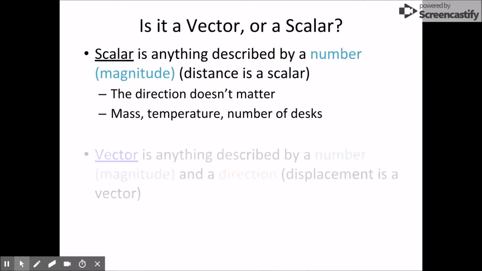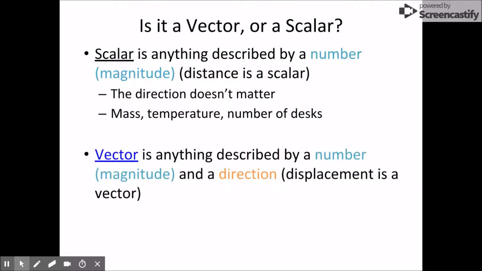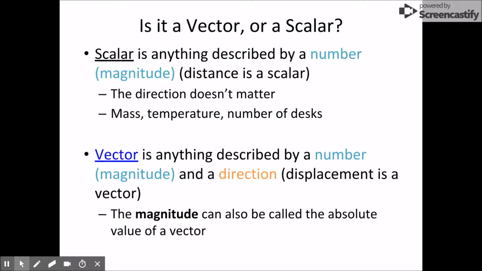up. A vector is anything that's described by a magnitude and a direction. In particular, displacement is a vector. The magnitude can also be called the absolute value of a vector.